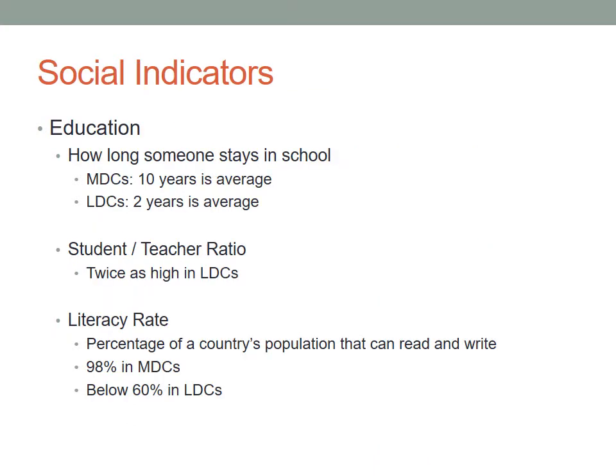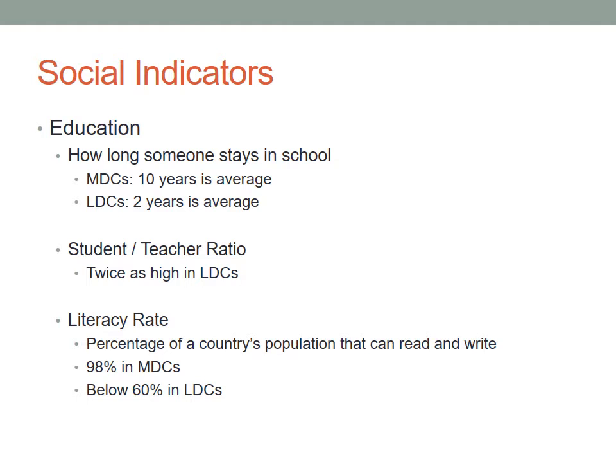The social indicators relate to health and education mostly. Countries that are more developed tend to educate their population more. So if you look at how long people stay in school in MDCs, people typically stay about 10 years in school. We're much higher than that in the United States, where our average, I think, is 14 years. In LDCs, 2 years is the average. And if you are a girl in an LDC, that number is significantly smaller, maybe half a year.